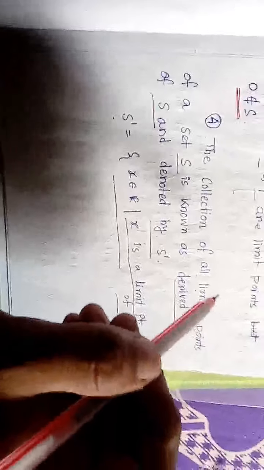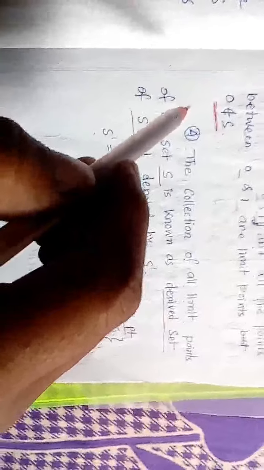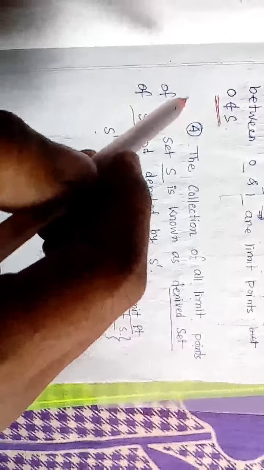So basically a real number L is said to be a limit point of a set if every neighborhood of L contains infinitely many members of the set, and the collection of all limit points is called the derived set.